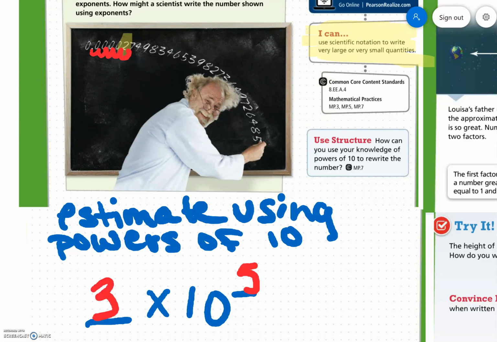What does the exponent in 10 to the 15th tell you about the value of the number? Well, it's got a positive exponent. So is it a really big number or a really small number? It tells us that it is a big number.